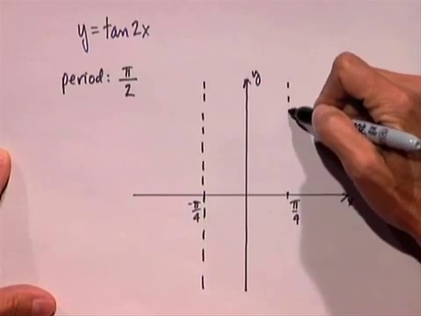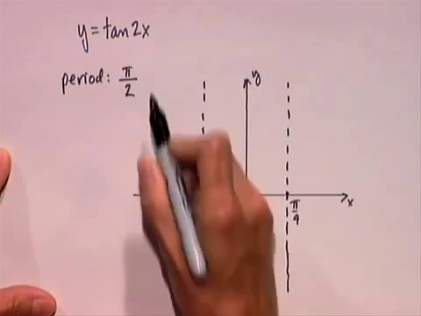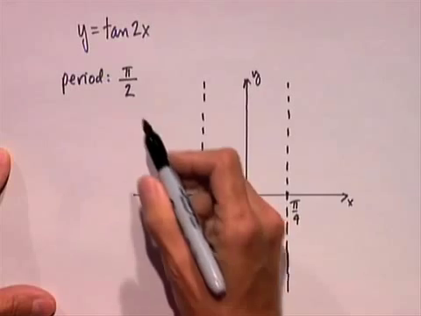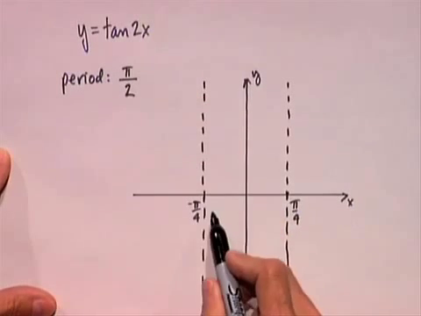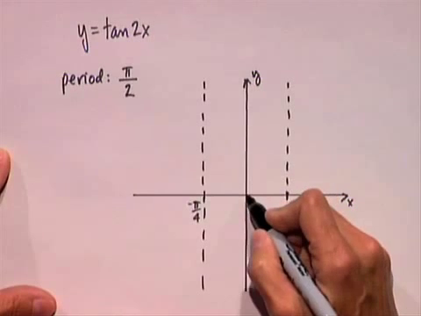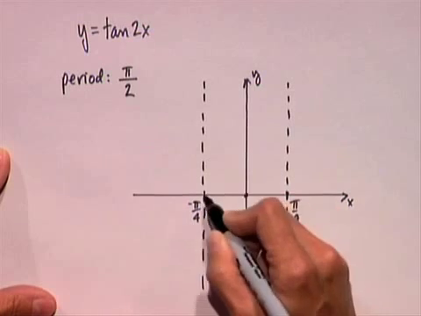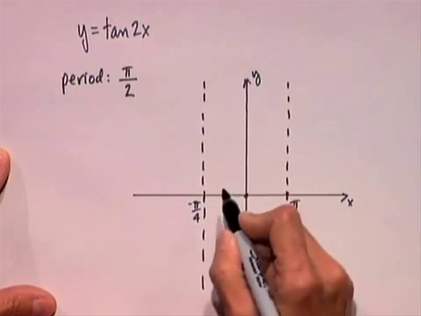Here's another vertical asymptote, and then that pattern continues. As you know, tangent's periodic. The other thing to note about tangent, now that we found the location of a pair of asymptotes, is that the tangent goes through the horizontal axis exactly halfway between the asymptotes.